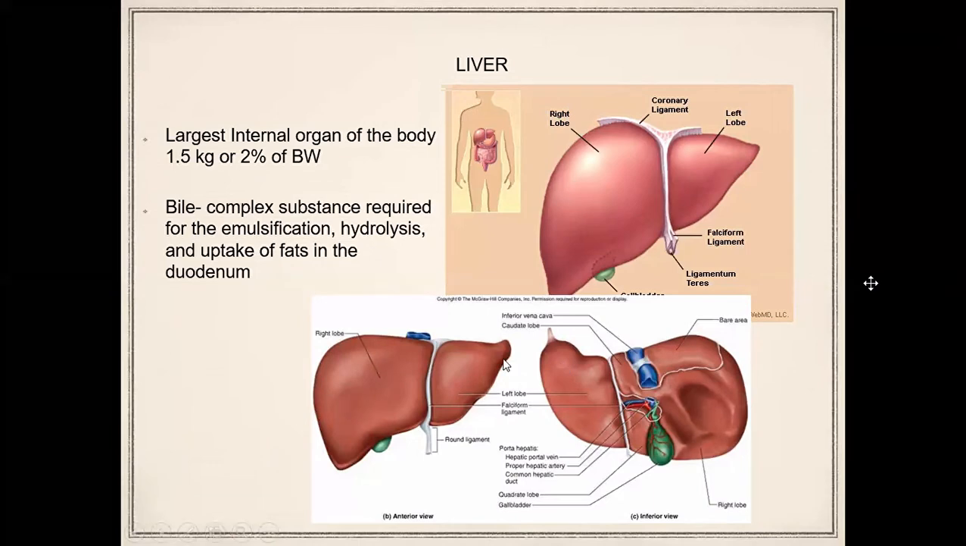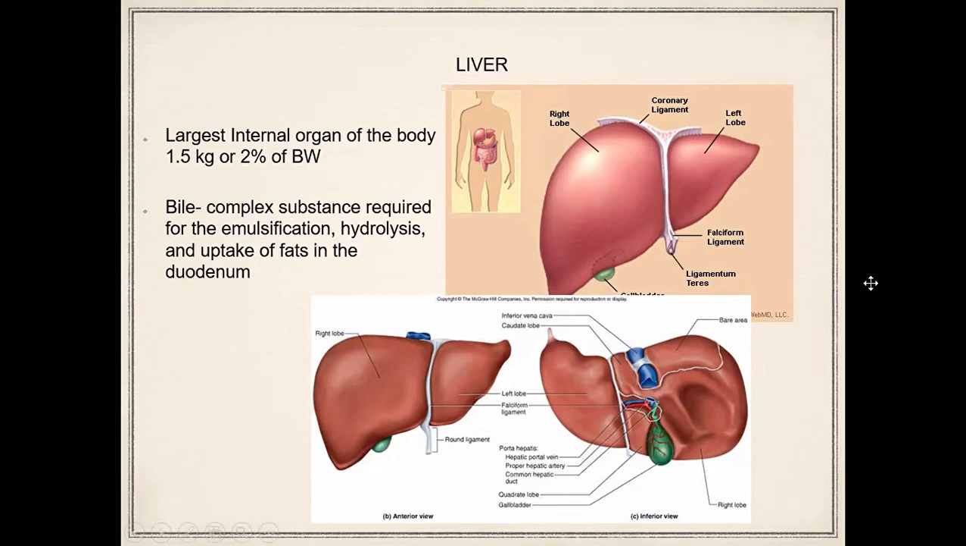So you have your right lobe here, your coronary ligament, coronary, like a crown, and then your left lobe. You have here the falciform ligament, and then ligamentum teres. That's more in the laboratory. And then you have your caudate part, and down here, other parts. This is your gallbladder.